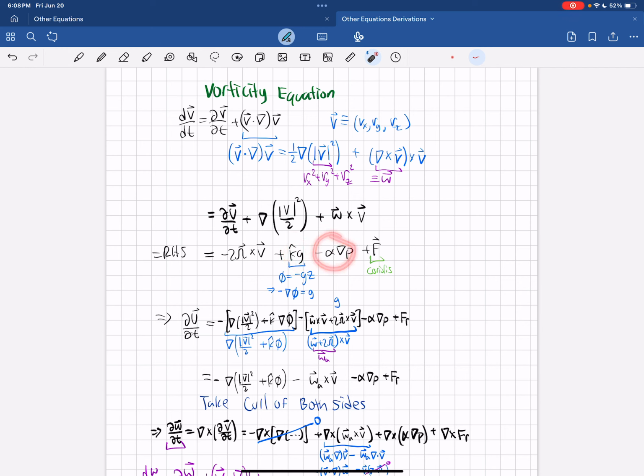This is the pressure gradient, and then every other term that I don't want to deal with I put inside this thing called F, and that will include Coriolis and friction. Those are the only other two forces. Throughout here I'll just quickly replace that, and you'll see this is a vector.